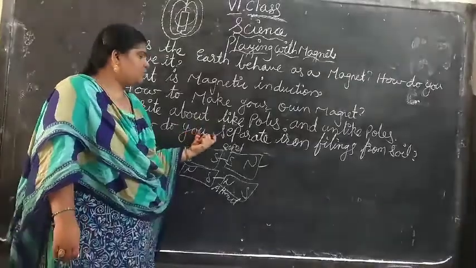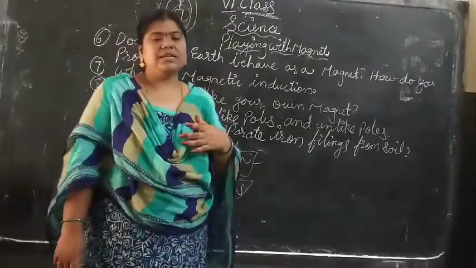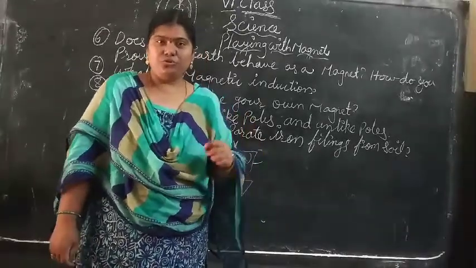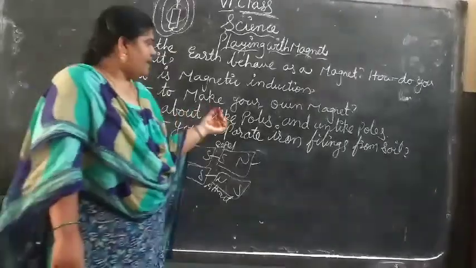Then, how do you separate the iron filings from the soil? I repeated this 2 to 3 times. If you do the experiment, keep the iron filings safely and show them to me.